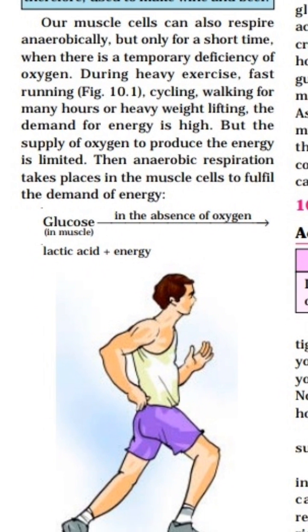Now see, glucose which is present in the muscle, in the absence of oxygen, gives the products lactic acid and energy. During heavy exercise, energy is required in a huge quantity, but we are breathing from the nostrils, so the supply of oxygen is less to produce that much energy. Our muscle cells respire anaerobically, and in this process the products formed are lactic acid and energy.